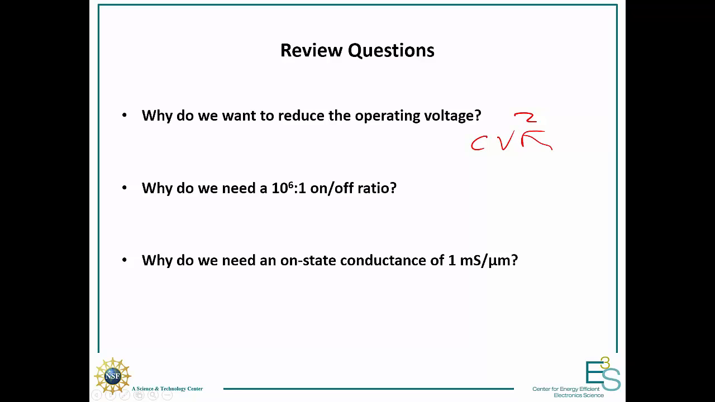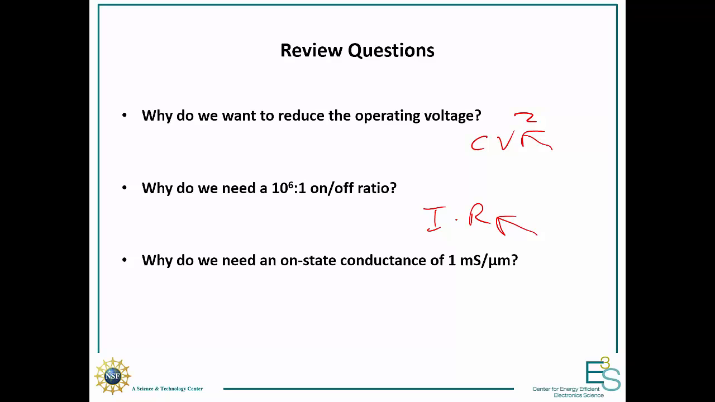So the next question is, why do we still need a 10^6 to 1 on-off ratio? That comes down to the leakage current. Even if we reduce our voltage, we still have our IR leakage current even in the off state. And so if we don't have a high resistance in the off state, we'll still have a high leakage.